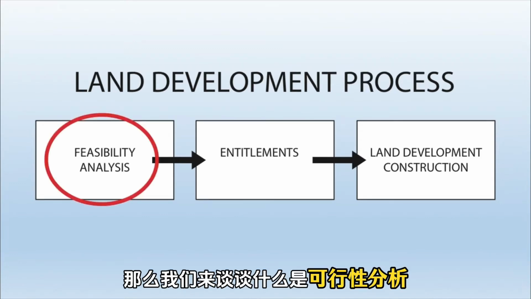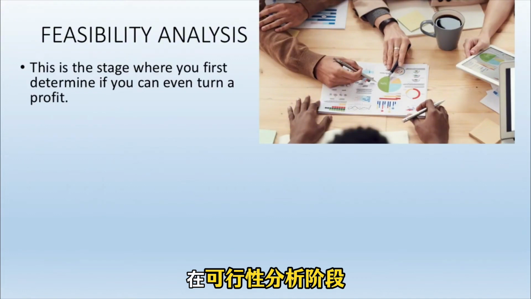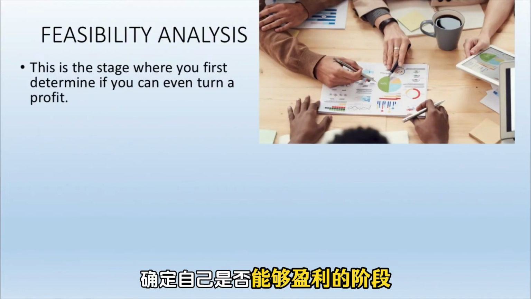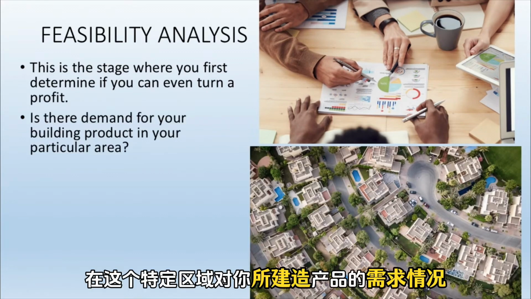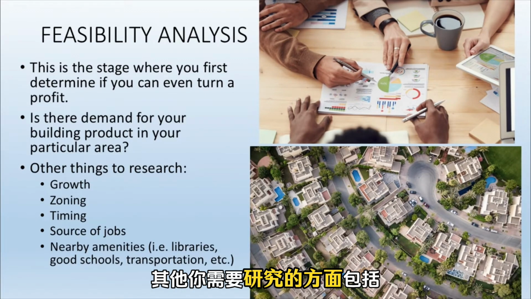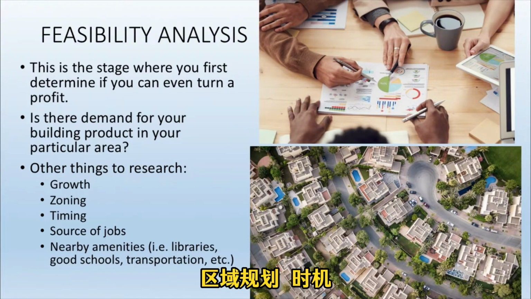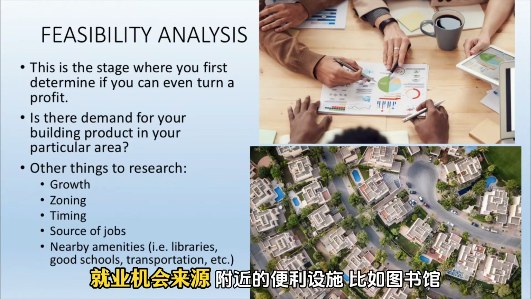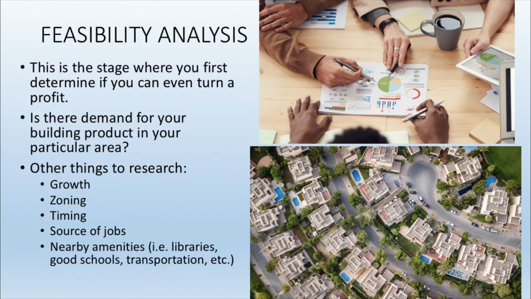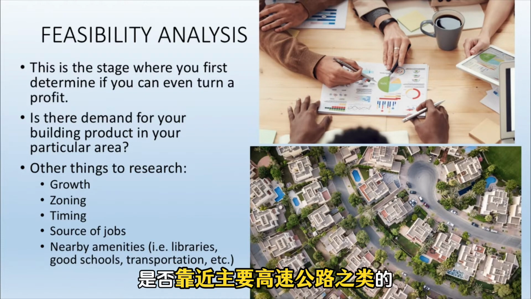So let's talk about what the feasibility analysis is. Now, during the feasibility analysis, this is typically the stage where you first determine if you can even turn a profit. You're also going to research, is there a demand for your building product in this particular area? Other things you want to research is the growth in the area, zoning, timing, source of jobs, nearby amenities such as libraries, good schools, transportation. Is there close access to major highways and things like that?